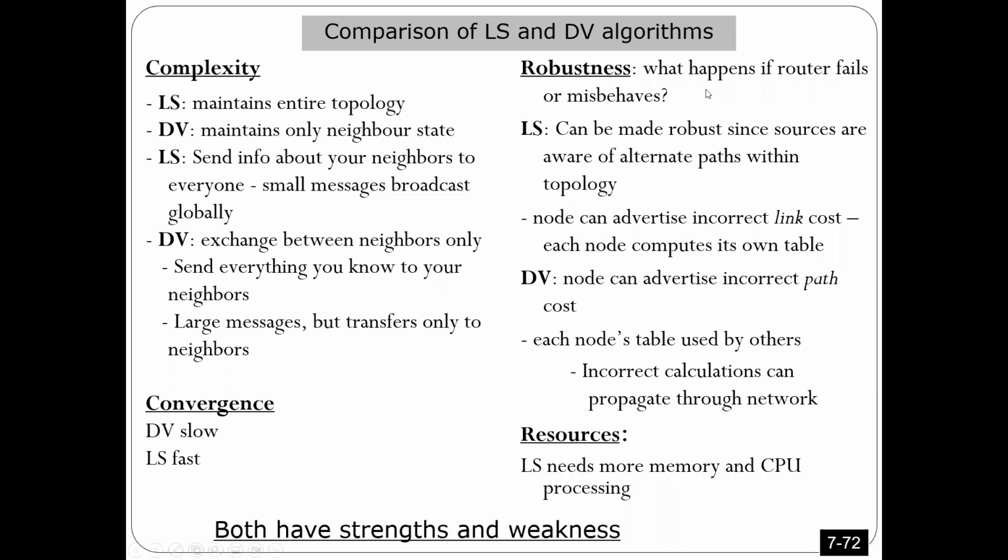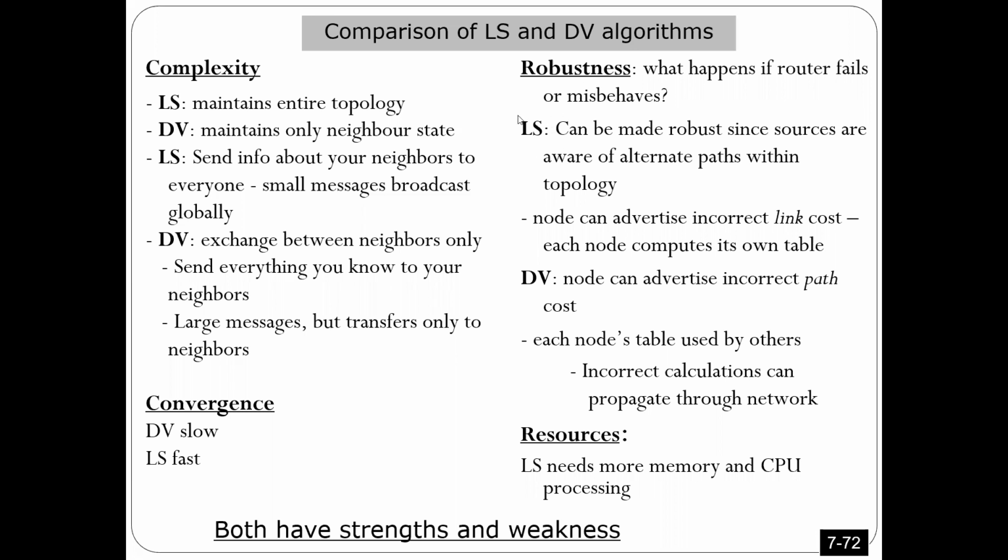So anyway, now let's move to the last one here. What about robustness? Robustness here means, what if a router fails? What if a router misbehaves? What do I mean by a router misbehaving? It means this router intentionally sends, for example, wrong information. Okay, so let's see which one can do better regarding robustness.